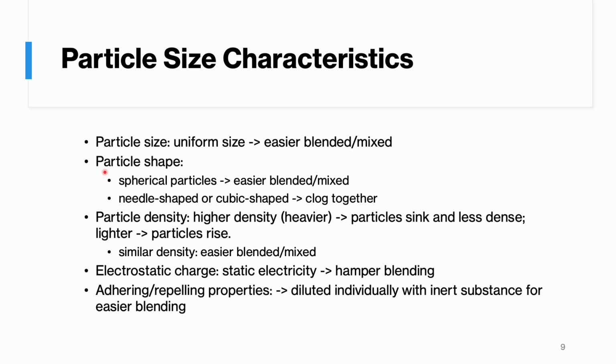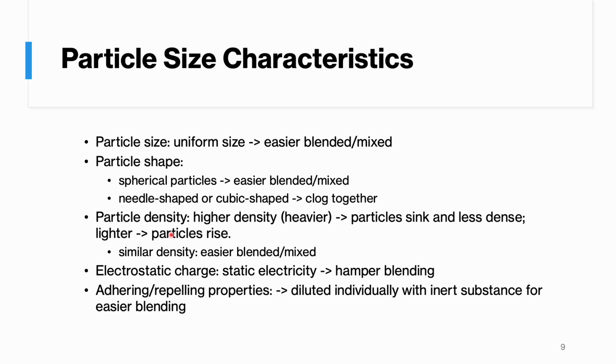About particle shape, the spherical particles are more convenient for blending and mixing than the needle shape or cubic shape because these needle shape or cubic shape particles can be clogged together. So uniform size and spherical particle is important.